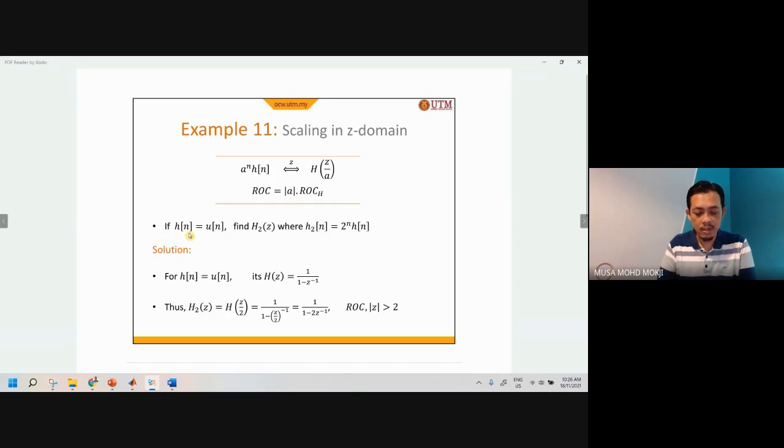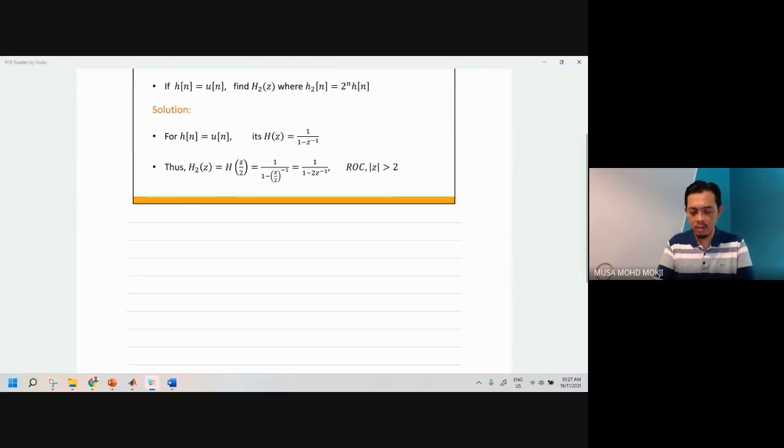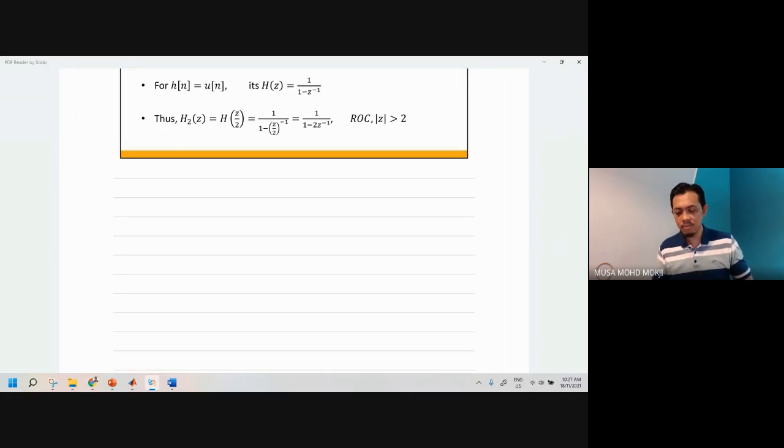If we have Hn equals to Un, let's see. Someone is maybe asking, Dr. S, confirmation: the Z in ROC always has a modulus, right? Yes, the ROC always has a modulus. Because the ROC is in Z again, so why does it have a modulus? This is very important.